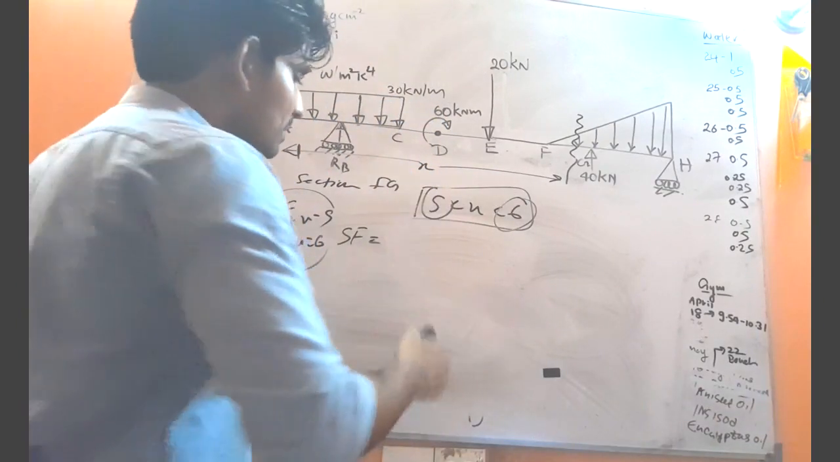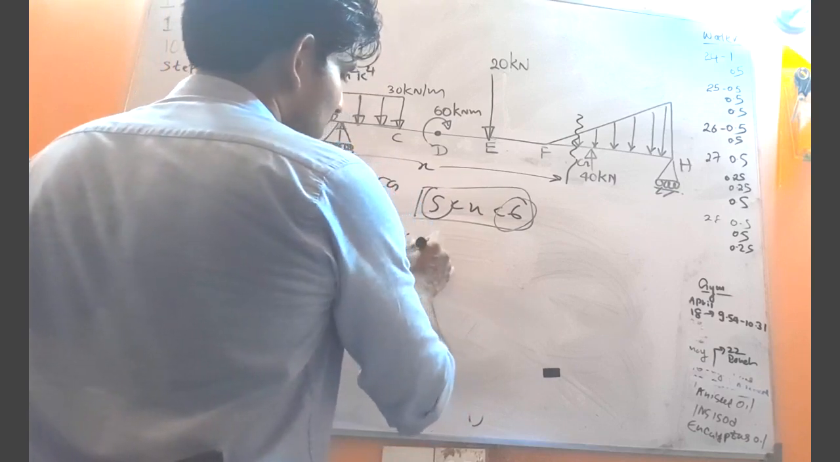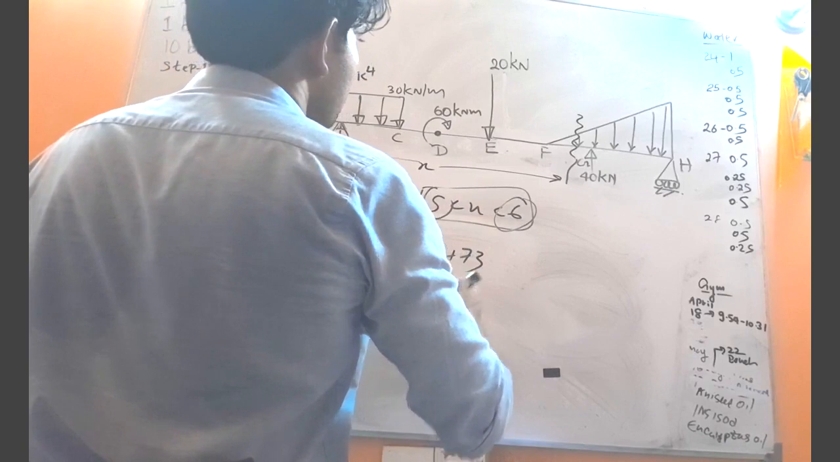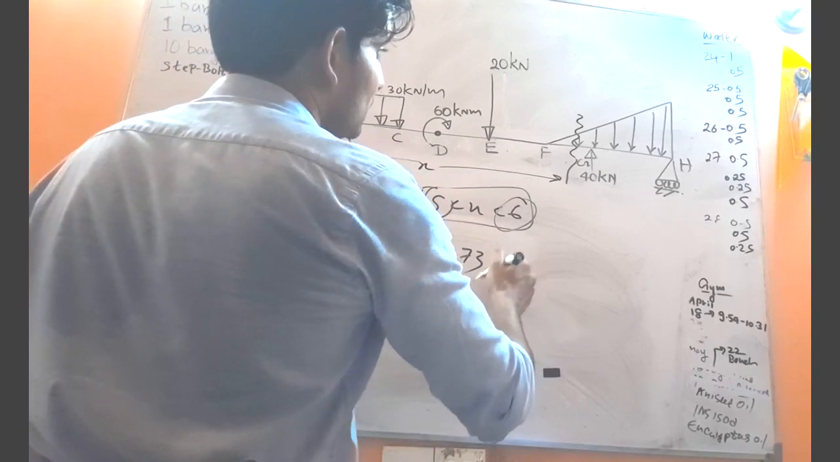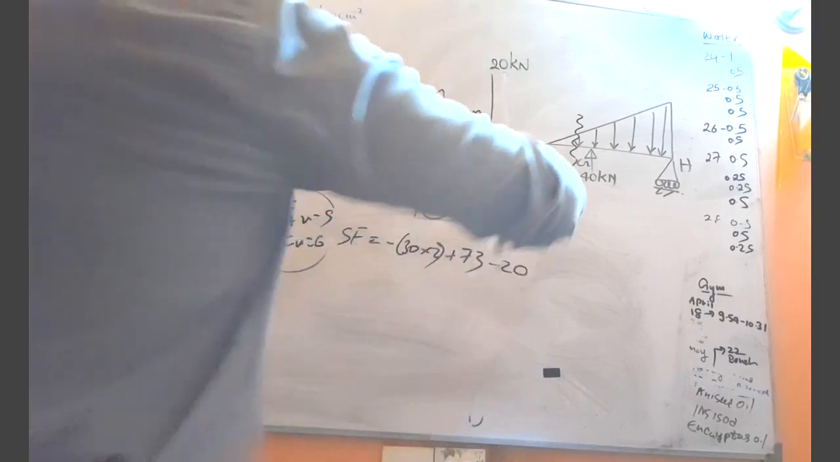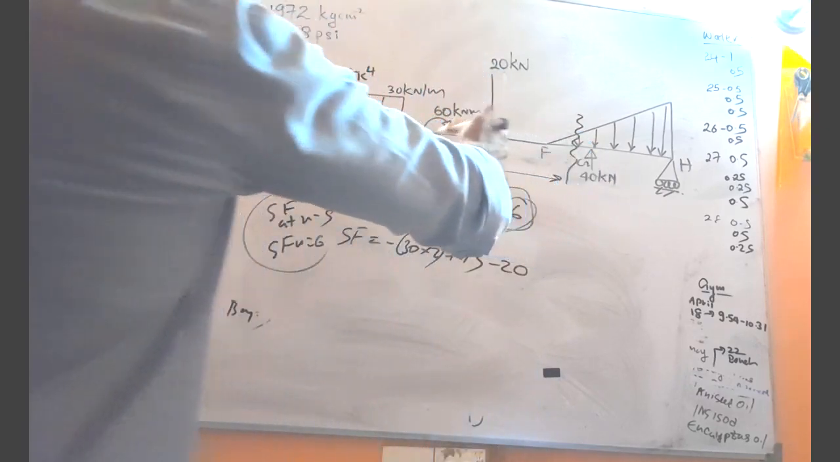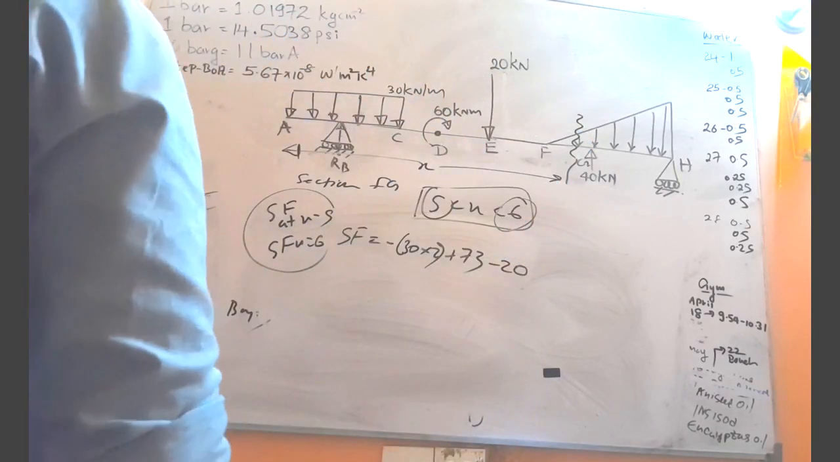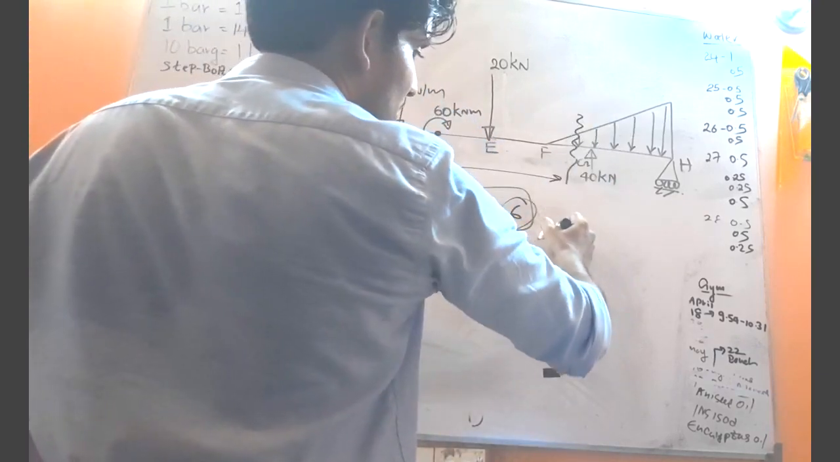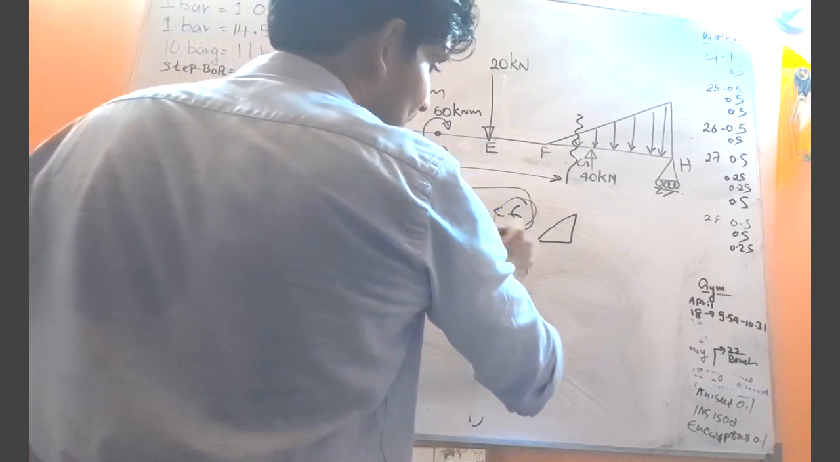Now I think you can remember: minus 30 into 2 plus 73, applied moment law, then minus 20. Now tell me one thing, is this 40 kilonewton considered or not? Actually not considered. But in this section, you can see the uniformly varying load up to this x distance, right?